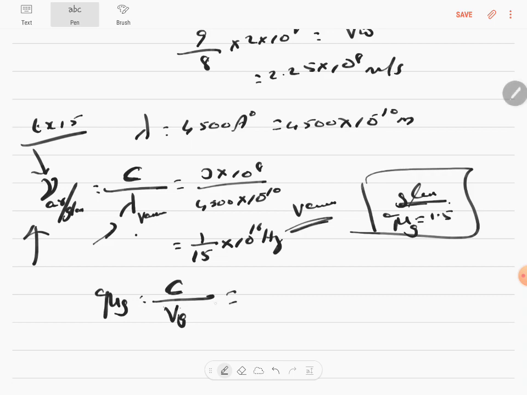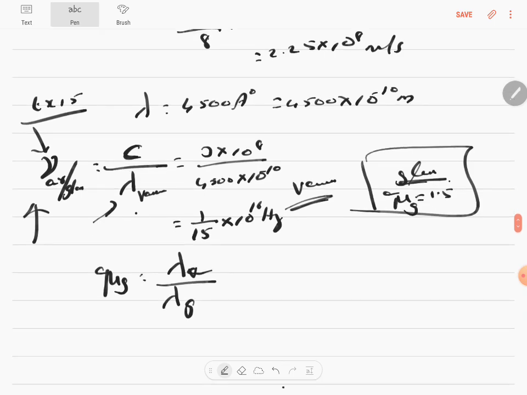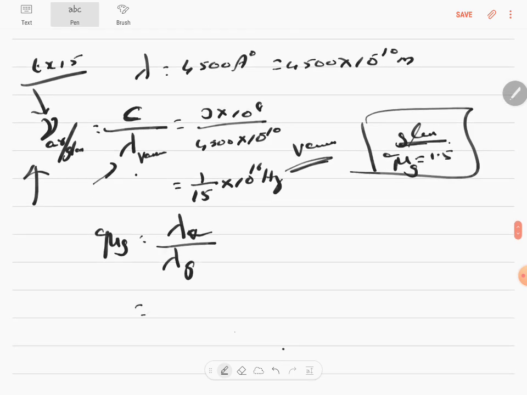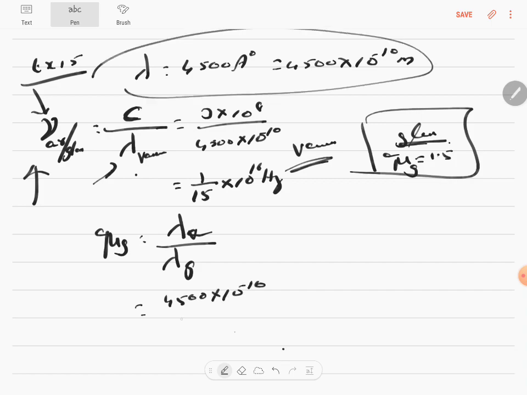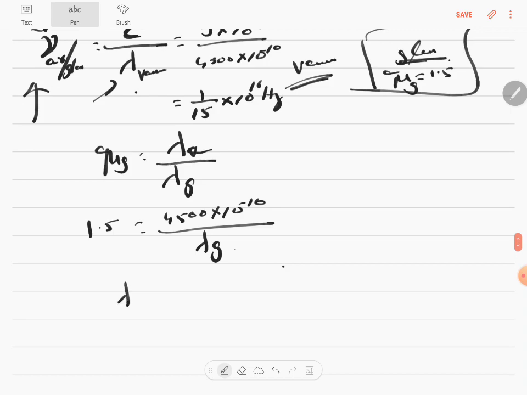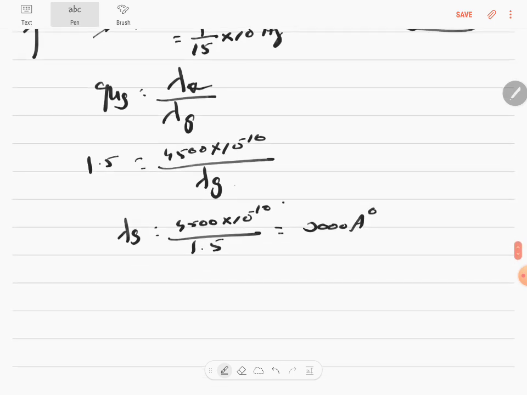Okay, you know the direct formula with regard to wavelength. The refractive index is also equal to the wavelength of the light in vacuum by wavelength of the light in medium, which is glass, air and glass for example. And the wavelength of the light in air is the given wavelength, which is 4500 into 10 to the power minus 10, by the wavelength in glass, which is what you don't know. Hence the refractive index of the glass with respect to air is 1.5. Just cross multiplying, 4500 into 10 to the power minus 10 by 1.5 will give you the wavelength of the light in glass, which is 3000 Angstrom. Okay, this is another sum.